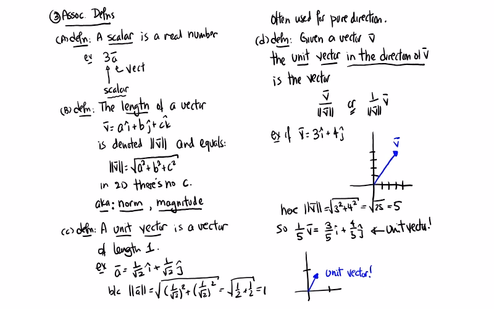So a couple of other definitions. Let me clear the screen off and do those. So E, the zero vector. Let's see, definition.